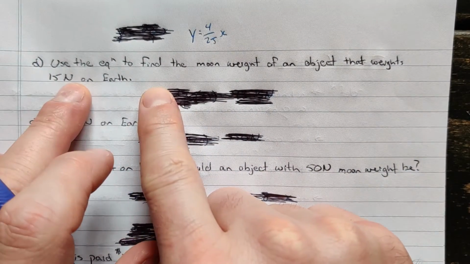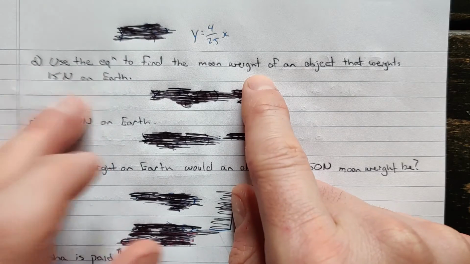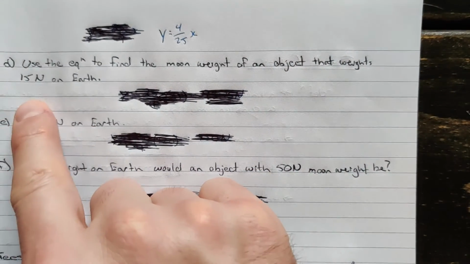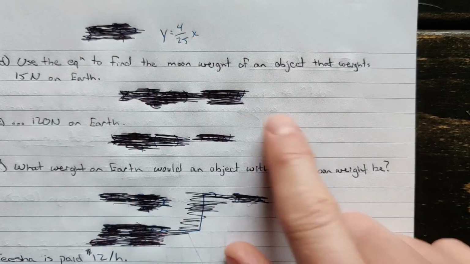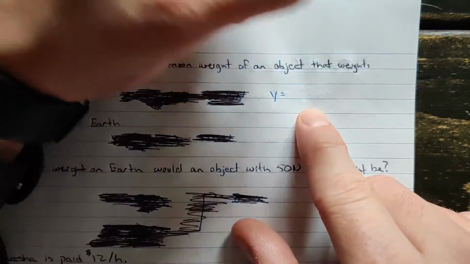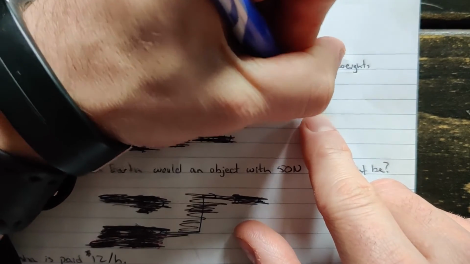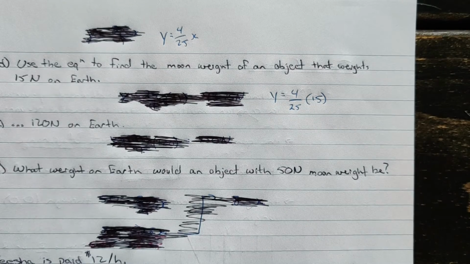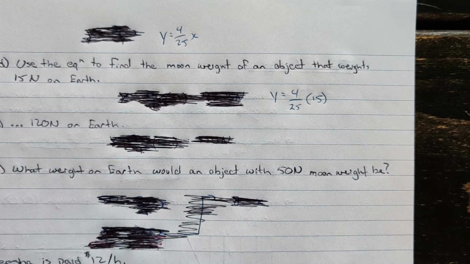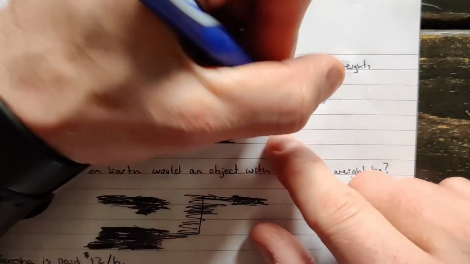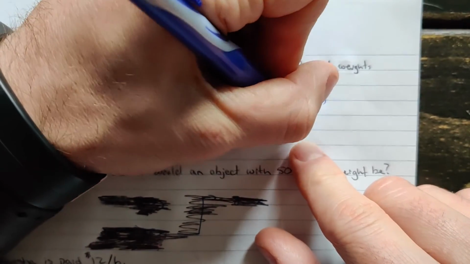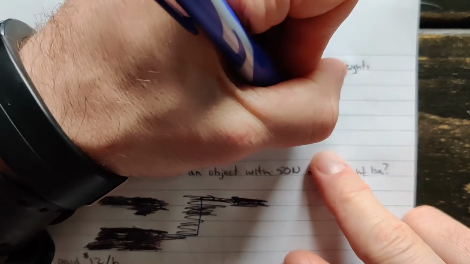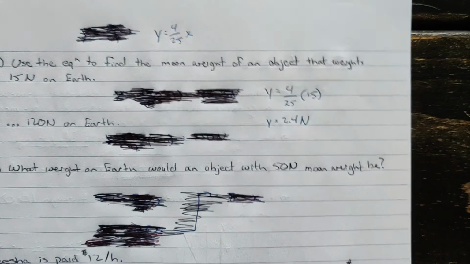The first one, use the equation to find the moon weight of an object that weighs 15 newtons on Earth. So I'm going to sub the 15 newtons in for the x, the Earth weight. So the moon weight, y, equals 4/25 times 15. And then we do 4 divided by 25 times 15. That's going to get us 2.4. So something that is 15 newtons on Earth will only be 2.4 newtons on the moon.